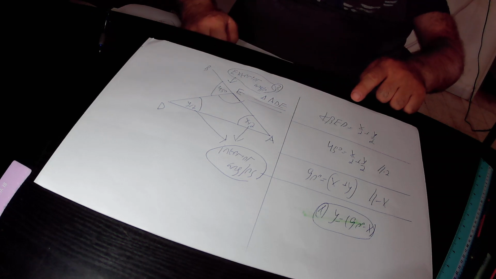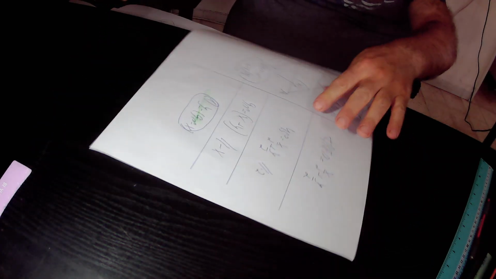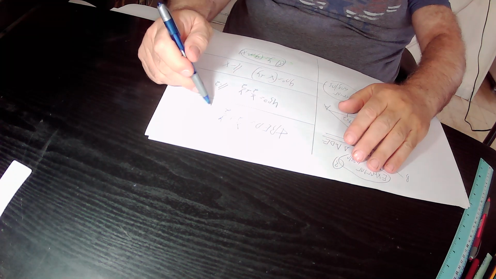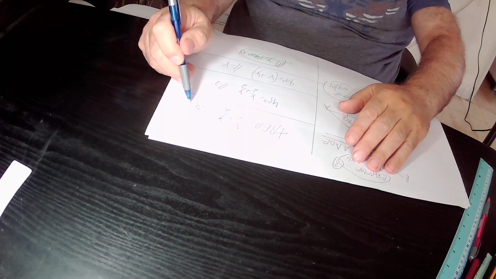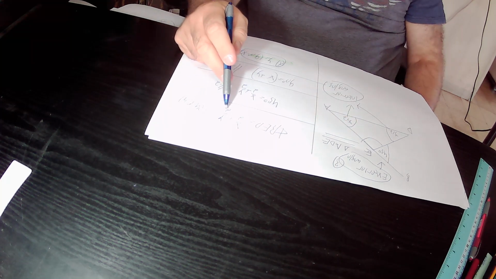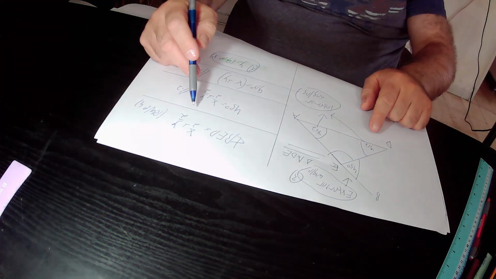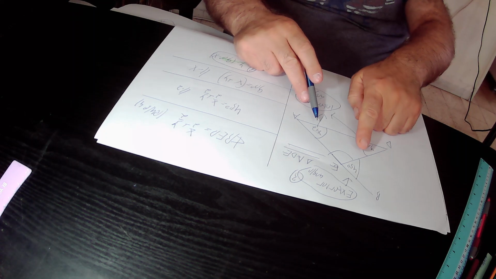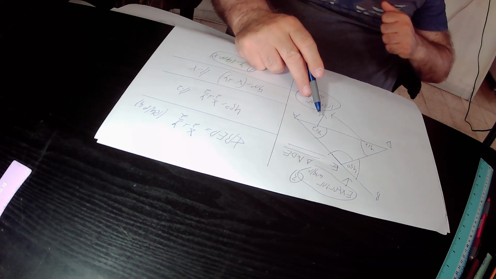Again, according to rule 4, the size of the external angle BED is equal to x over 2 plus y over 2. This is the sum of the two angles that are not adjacent to angle BED.